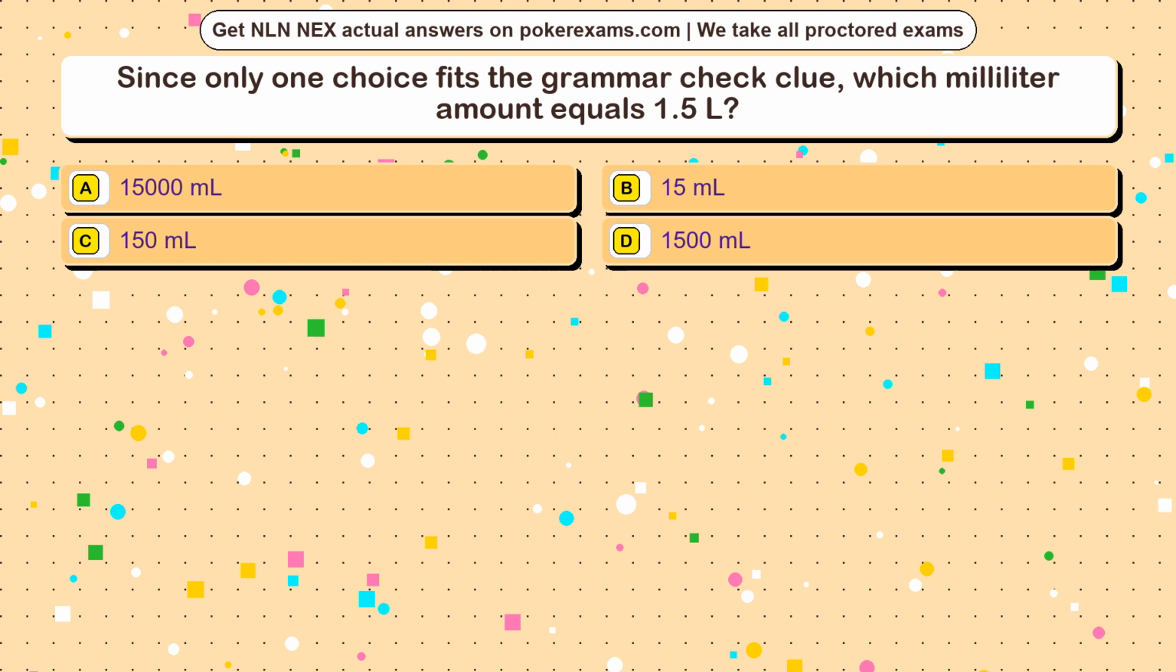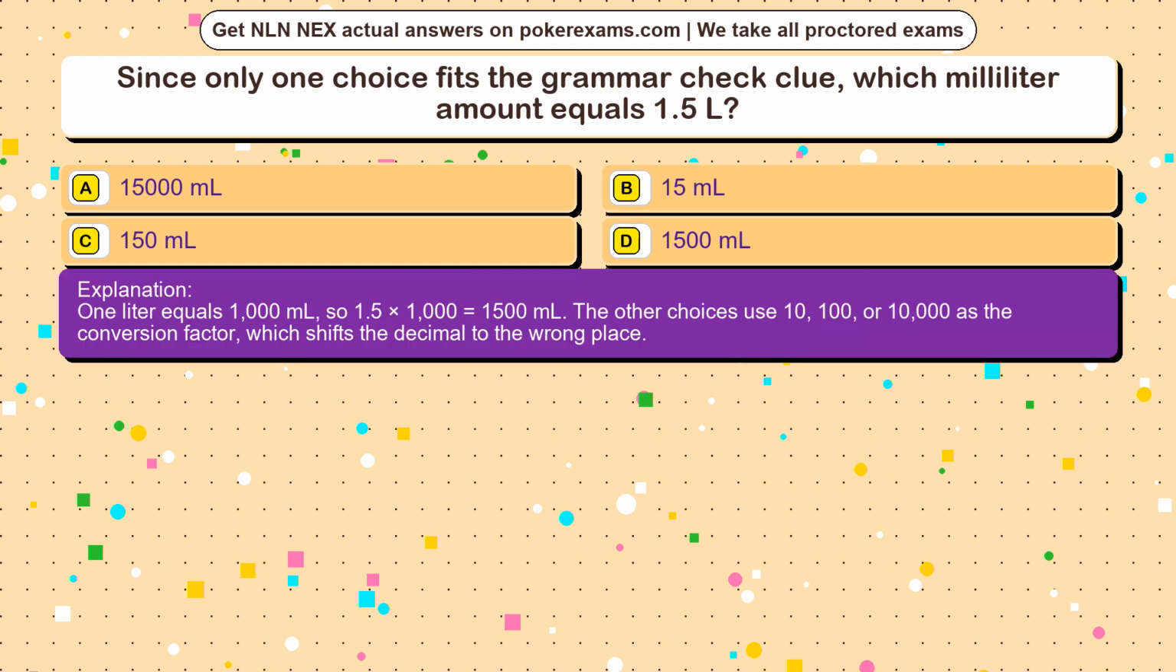The correct answer is option. 1 liter equals 1,000 ml, so 1.5 times 1,000 equals 1,500 ml. The other choices use 10, 100, or 10,000 as the conversion factor, which shifts the decimal to the wrong place.